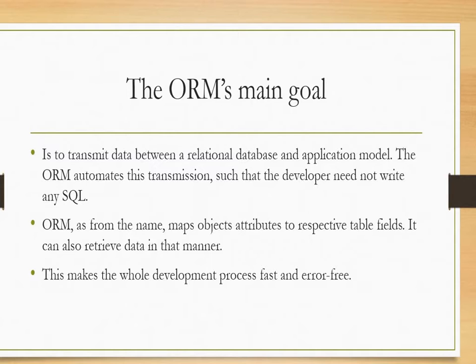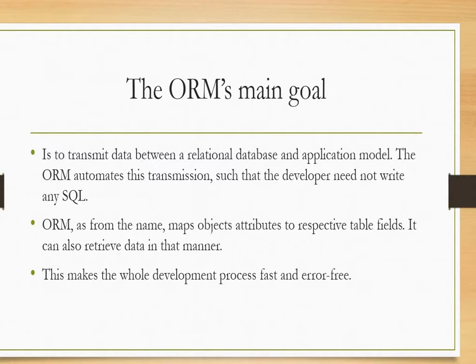So ORM's main goal is to transmit the data between a relational database and an application model. ORM automates this transmission such that the developer need not write any SQL query. Assuming that I don't want to write any SQL query, everything should be done by Django itself. So when you want to work with that concept, you can go to this ORM model. It is to transmit the data between a relational database and application. The database is nothing but the database you're using, and the application is the program written in Python. It can be done using some models.